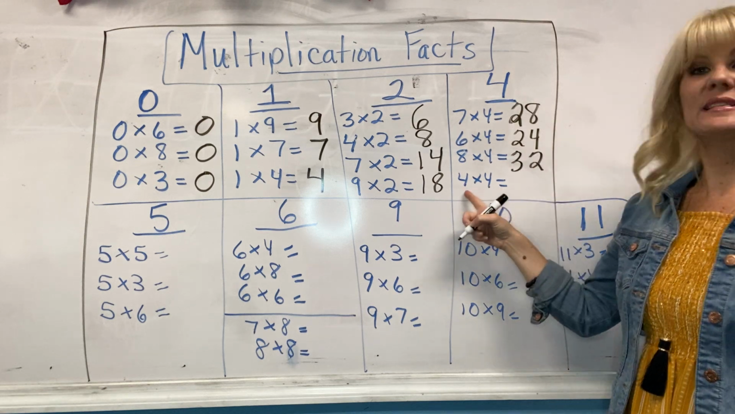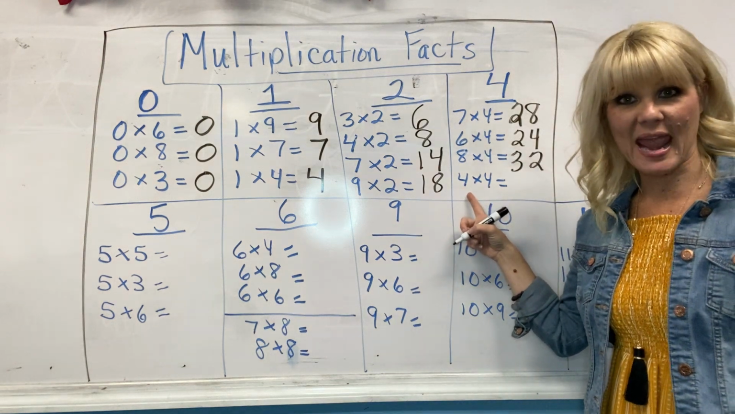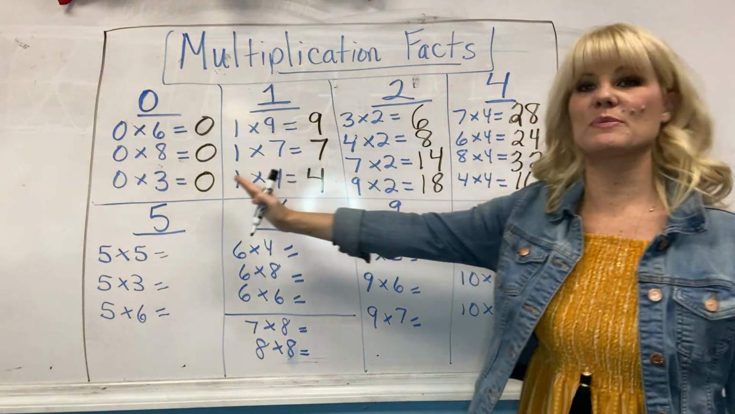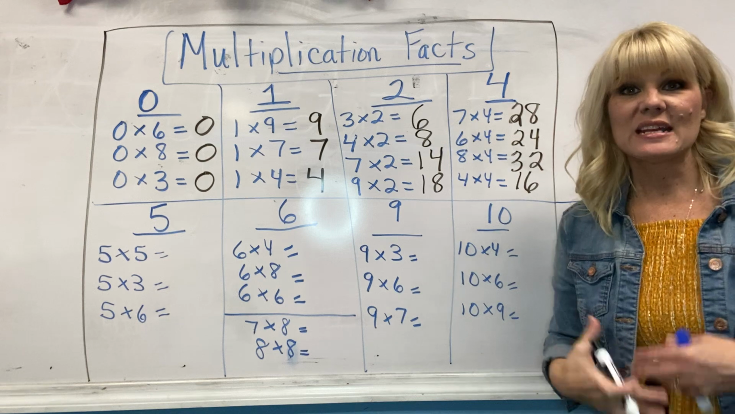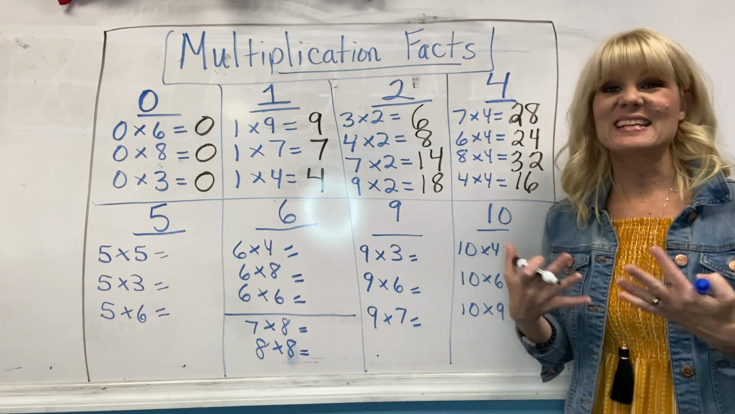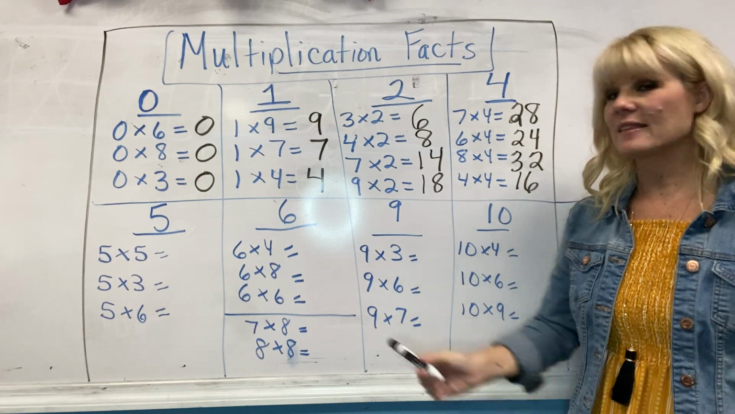4 times 4, I take 4 and I double it, which gives me 8. And then 8 plus 8 is 16. You guys, look at all the multiplication facts that we've done already. Multiplication seems really tricky, but when you break it down into these little tricks, it's not that tricky. Okay, let's go to 5s.